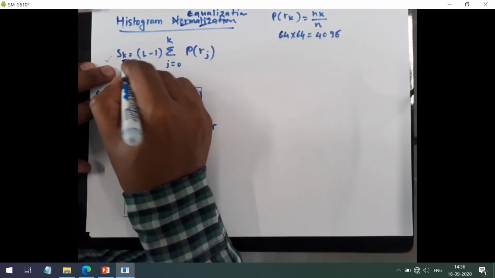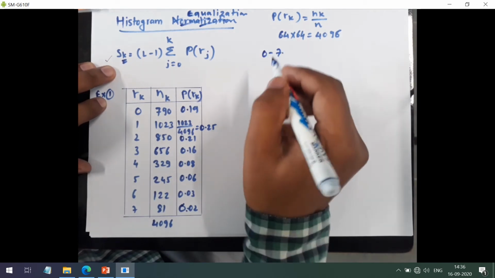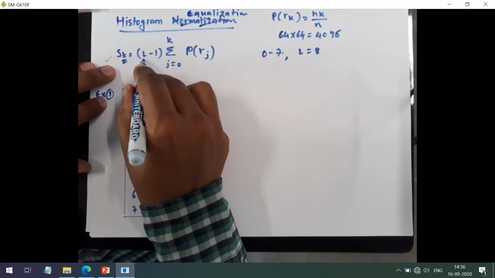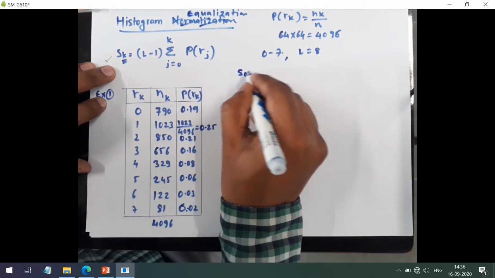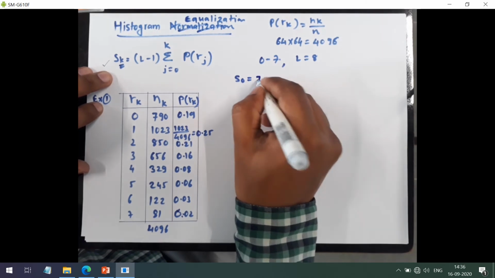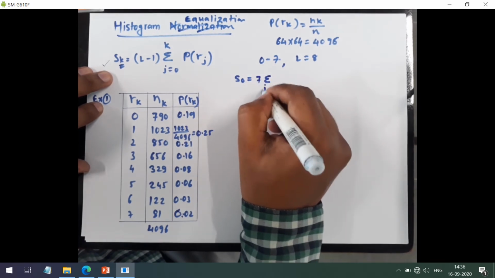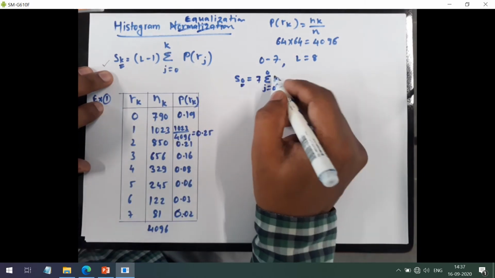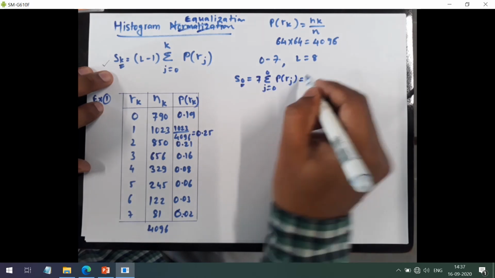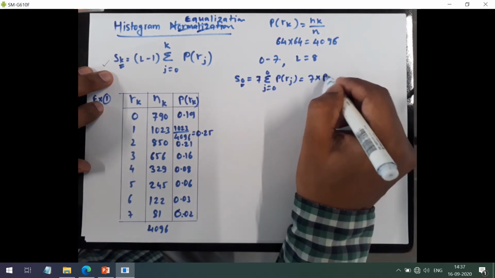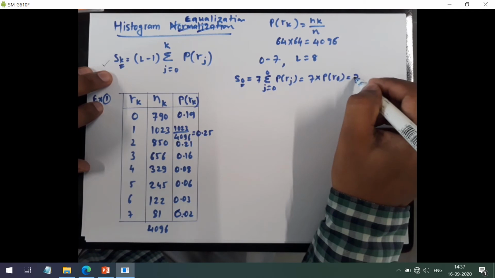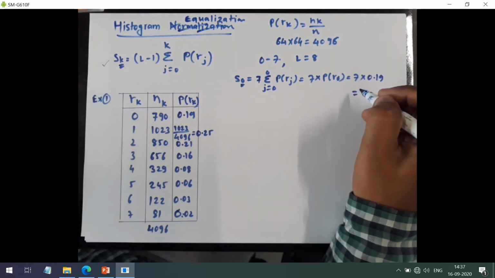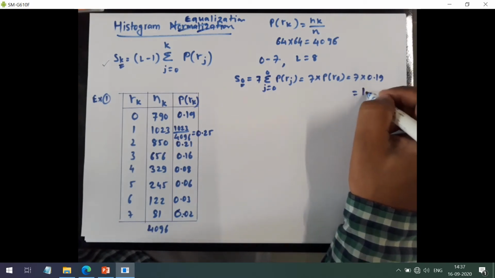So k will vary from 0 to 7. For this image the value of L is 8, which means L minus 1 will be 7. So first we will find the value of S0. It will be 7 times the summation from j equals 0 to k, where the value of k is 0, of P of Rj. So it will be 7 times P of R0, that means 7 times 0.19, which will come out to be 1.33.